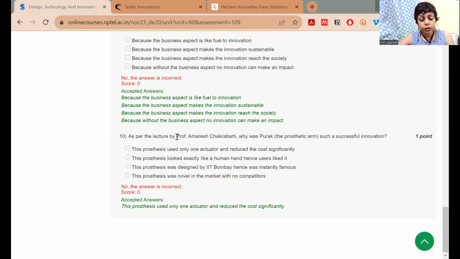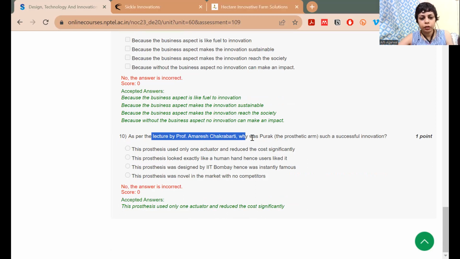So question number 10. As per the lecture by Professor Chakrabarti, why was Purak, the prosthetic arm, such a successful innovation? The answer options are: this prosthesis used only one actuator and reduced the cost significantly. Actually, this is the correct option. The next option is the prosthesis looked exactly like a human hand, hence users liked it. That's not true.